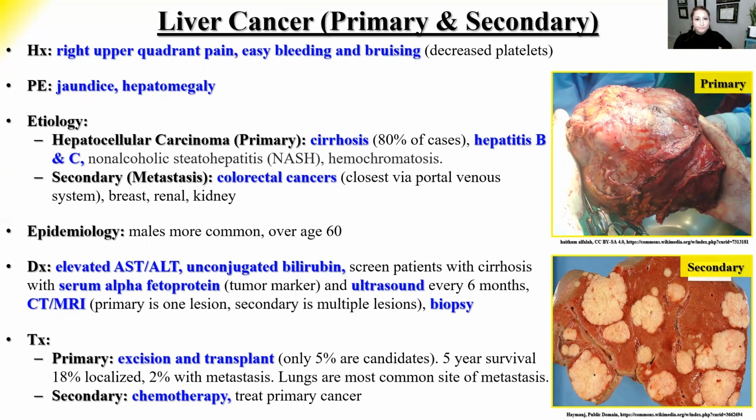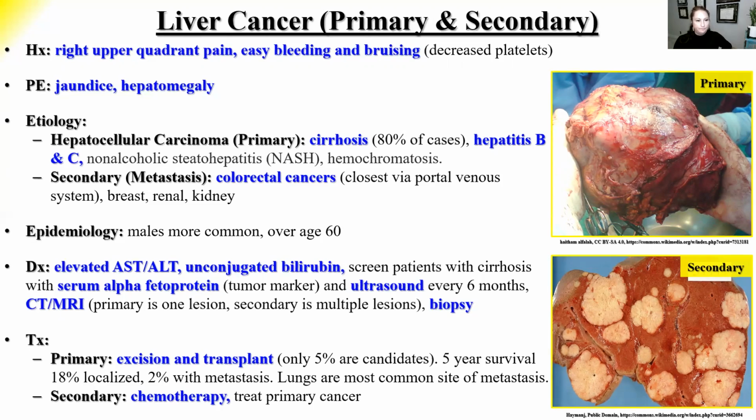If it's primary, you want to excise it and consider a transplant, but only 5% of patients with this are transplant candidates. 5-year survival, 18% if it's localized. Once it's metastasized, 2%. Lungs are going to be the most common site of metastasis from the liver. So from the liver goes to the lungs. From the colon goes to the liver. If it's secondary, we do chemotherapy because it's spread in the bloodstream already. There's nothing that any one little excision is going to do for this. So chemotherapy, and you want to treat that primary cancer.